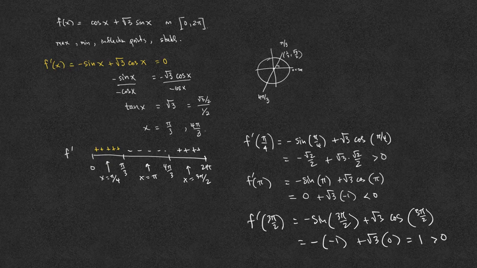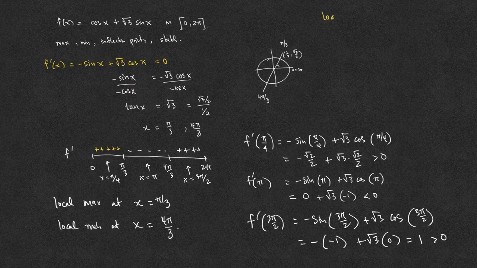And so we see that the function f is increasing, and then decreasing, and then increasing. We have a local maximum at x equals pi over 3. We also have a local minimum at x equals 4 pi over 3.